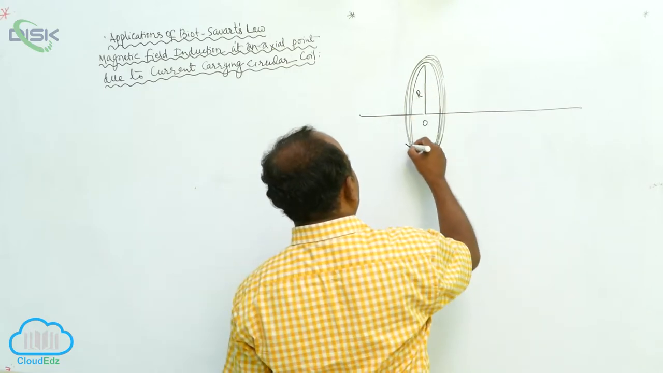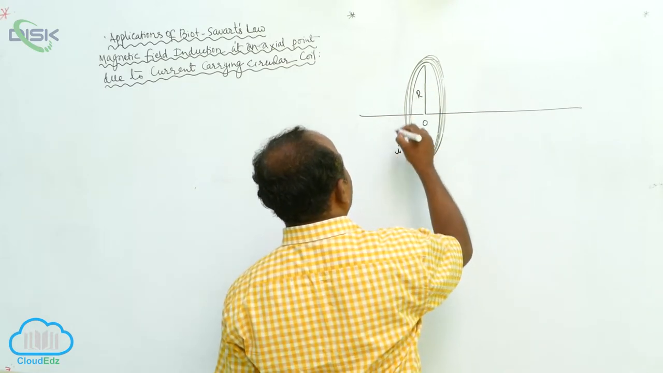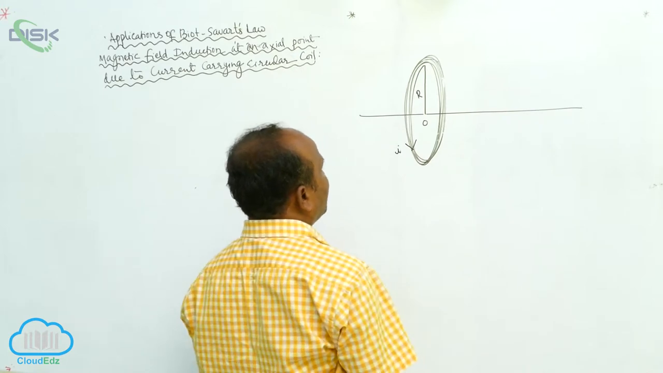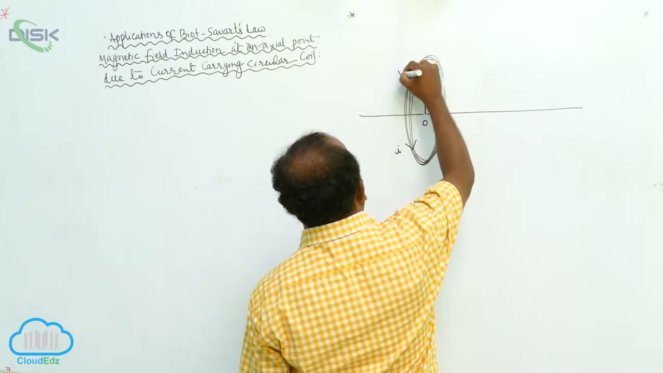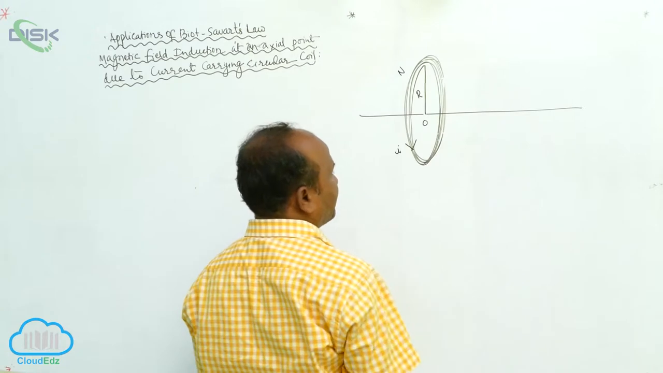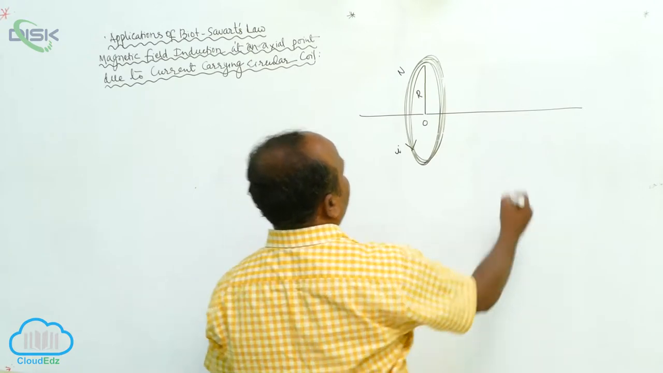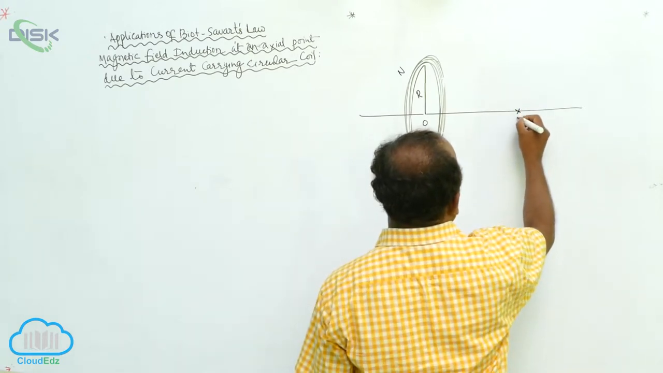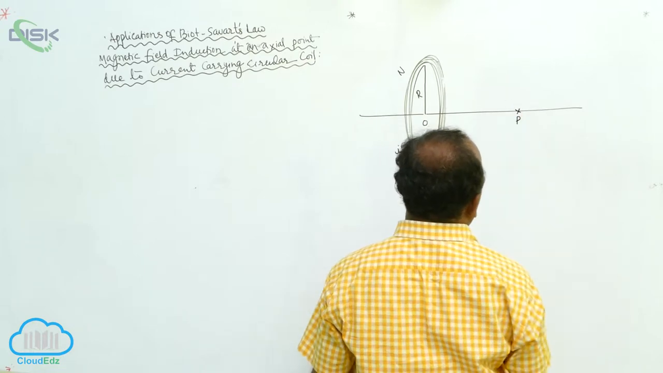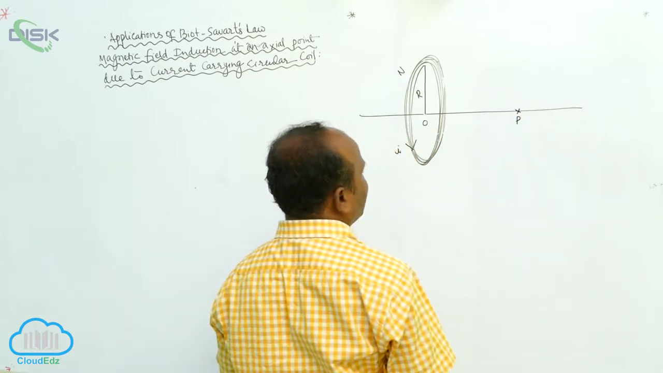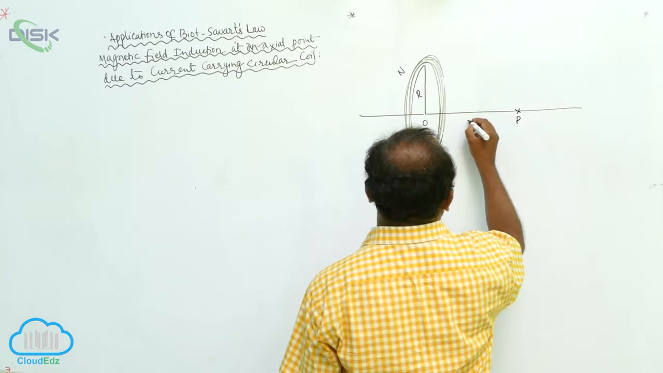Now, what is the current passing? I is the current passing, right? The total number of turns is N. At a particular point P, I want to calculate the magnetic field induction. Let us consider the distance to be x.